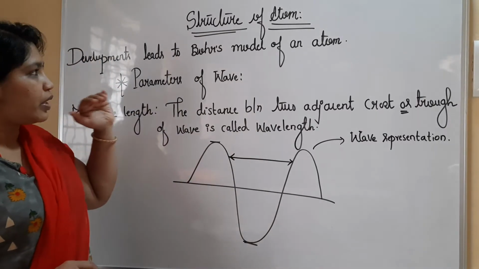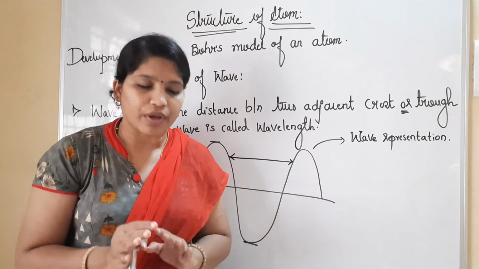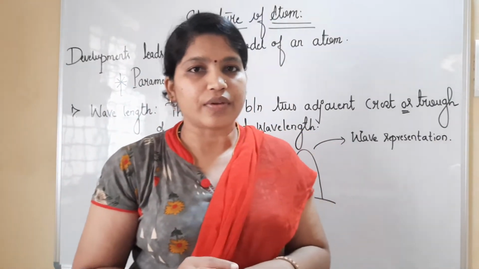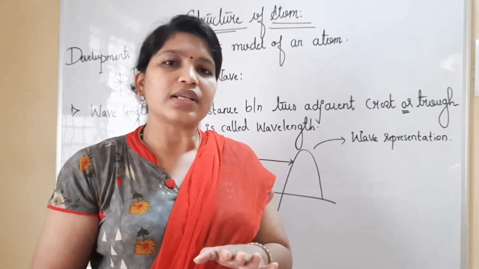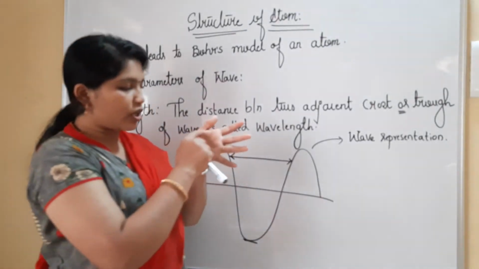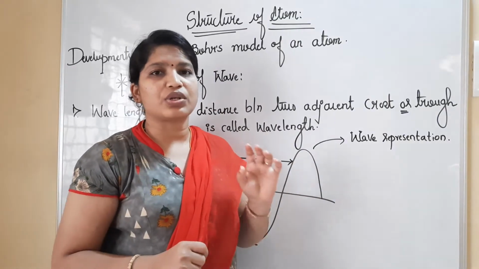Now, so very first we have to understand what are the parameters of wave. In our regular class we have discussed regarding the waves. What are waves and how they are going to be represented. It is not necessary that we have to represent wave like this only. We can also represent in a square manner like this also. That is also one of the representations of wave.